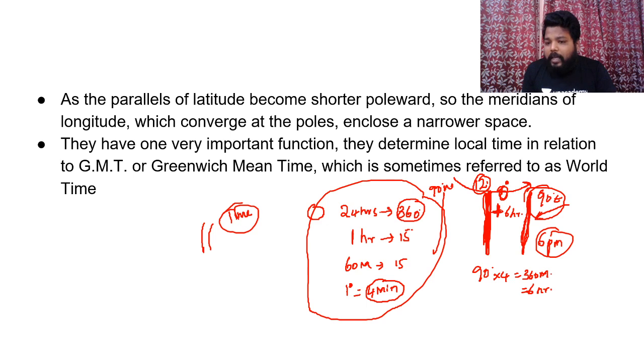Why am I adding the time here? Because this position has already completed the time. Obviously, this particular time which is present, the 12 noon, has already completed in this zone, so we have to add the time here.